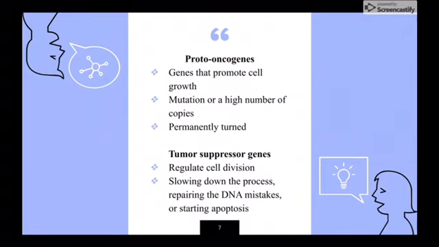can make them permanently turned on and active at all times, even the times that they shouldn't be active, which leads to cancer. Tumor suppressor genes are also cell division regulators, and they do this by slowing down the process, repairing the DNA mistakes, or starting apoptosis. And when they fail to do what they're supposed to do, it also causes cancer.